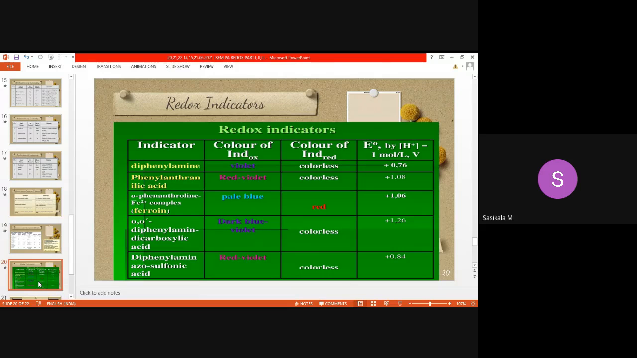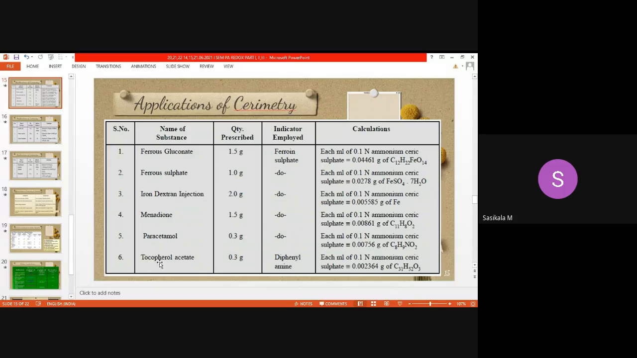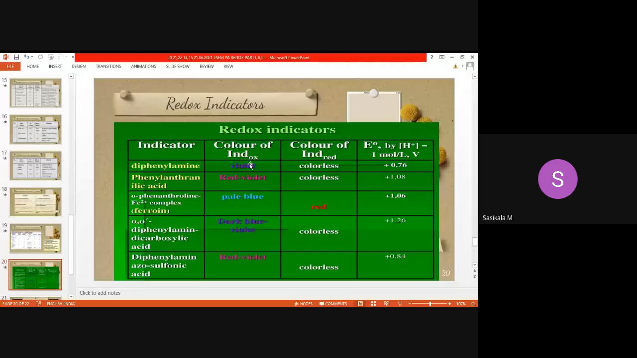To get more knowledge about redox titration, I have included this information. And then redox indicators, diphenylamine is one of the redox indicators. Here you can see for tocopherol acetate, diphenylamine is used in cerimetric titration. So diphenylamine, the color of the indicator in oxidized condition is violet. The color of the indicator in reduced condition is colorless. This is the potential of this indicator during potentiometric analysis. You can note down these readings.